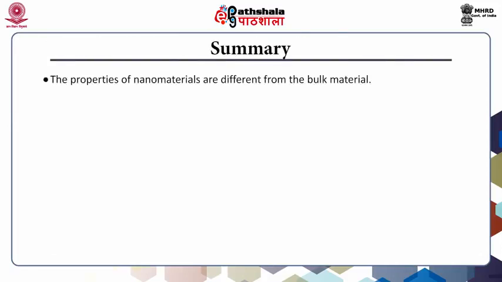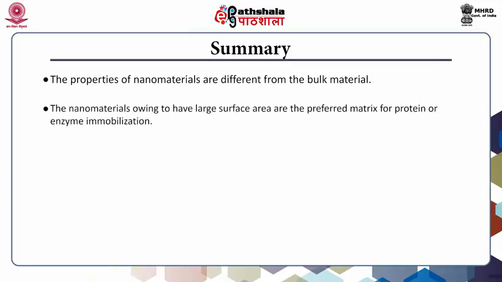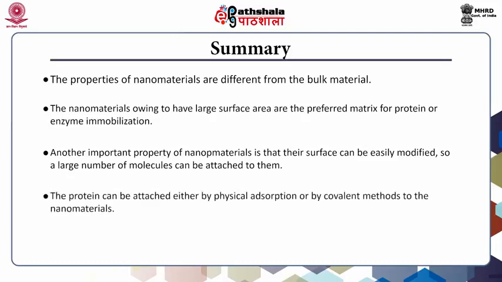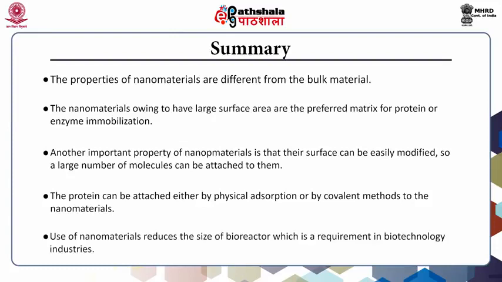To summarize today's lecture, we can say that nanomaterials, owing to their large surface area, are the preferred matrices for protein or enzyme immobilization. Another important property of nanomaterials is that their surface can be easily modified, so a large amount of molecules can be attached to them. The protein can be attached either by physical adsorption or by covalent methods. Use of nanomaterials reduces the size of bioreactor, which is required in biotechnology industries.